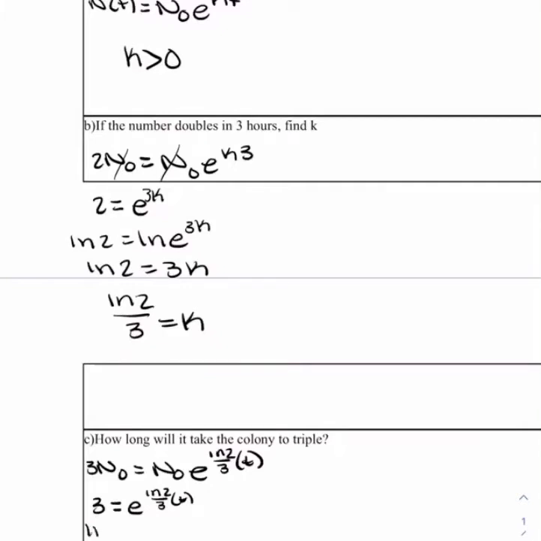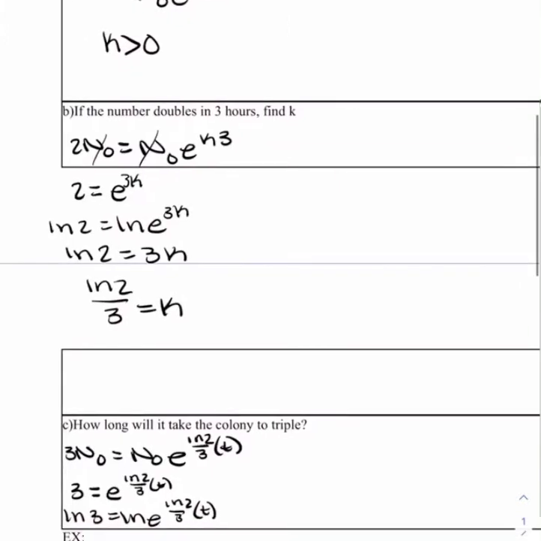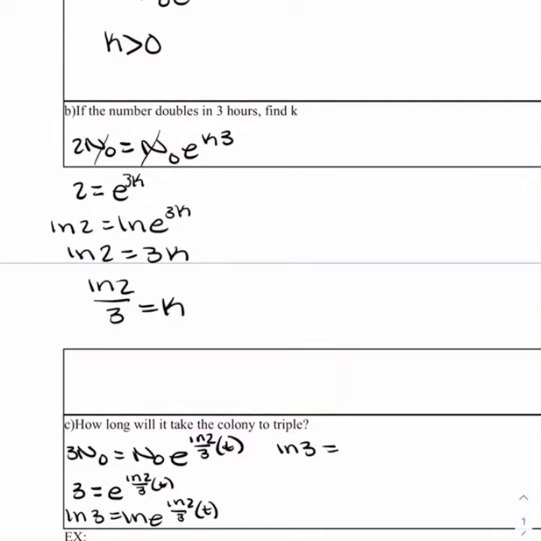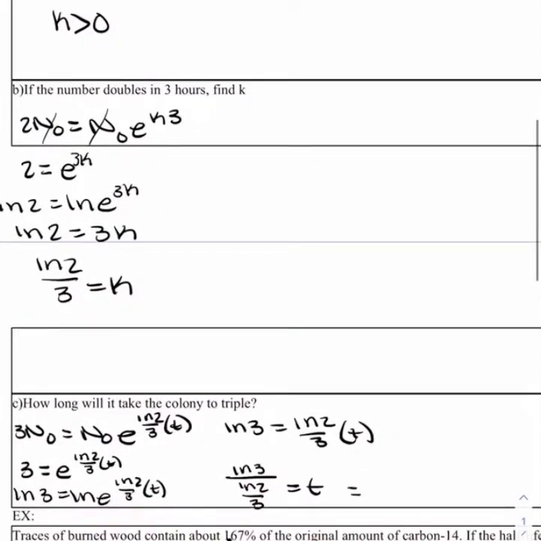I'm going to take the natural log of both sides. Then I'm left with natural log 3 equals natural log 2 divided by 3 times t. I'm solving for t, so I'm going to divide both sides by natural log 2 divided by 3. So natural log 3 divided by (natural log 2 divided by 3) equals t. If you plug this in your calculator, this equals about 4.76, and then the time is hours.